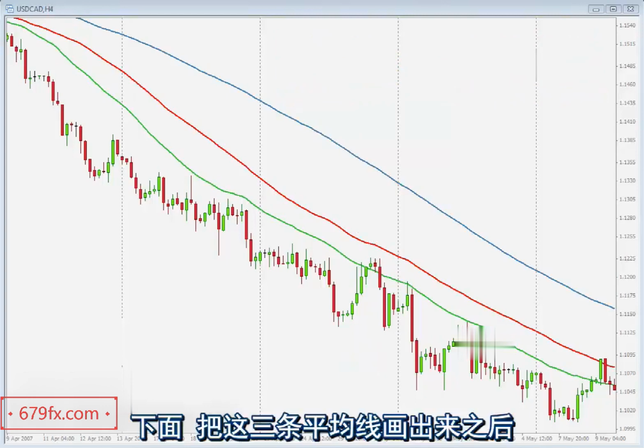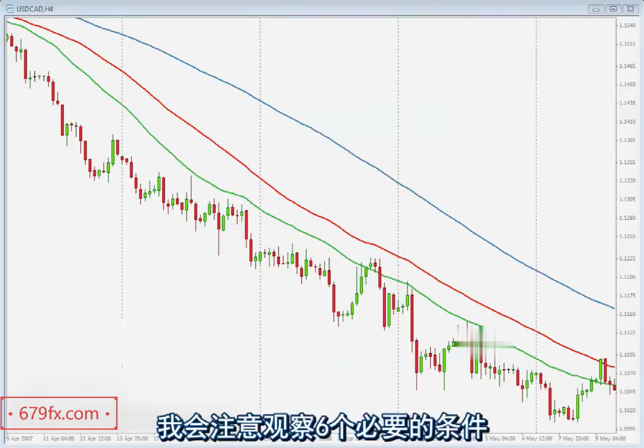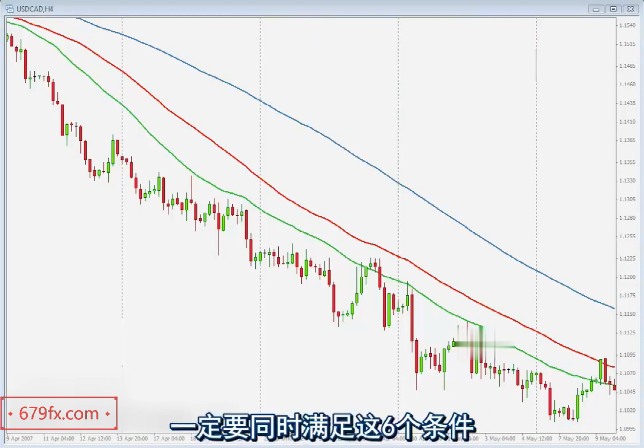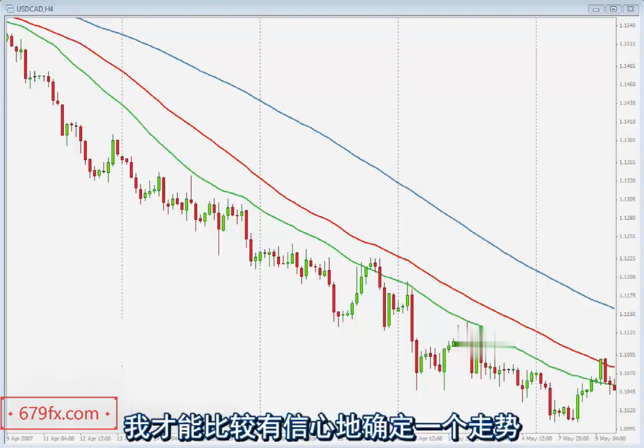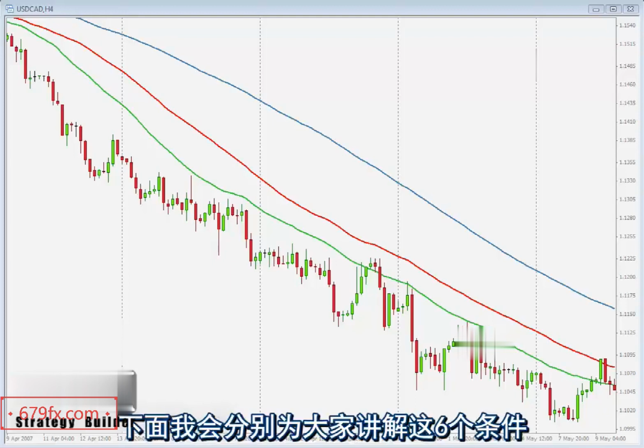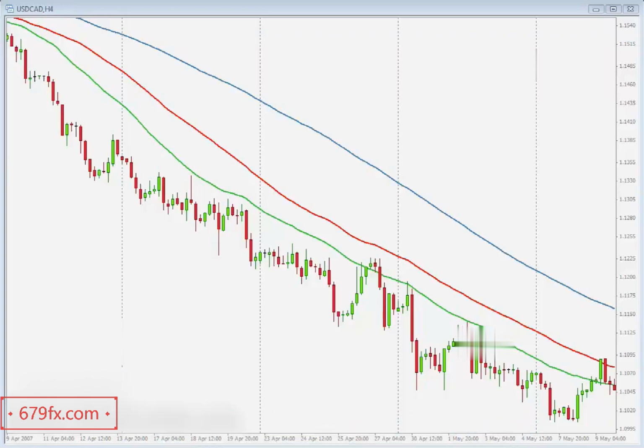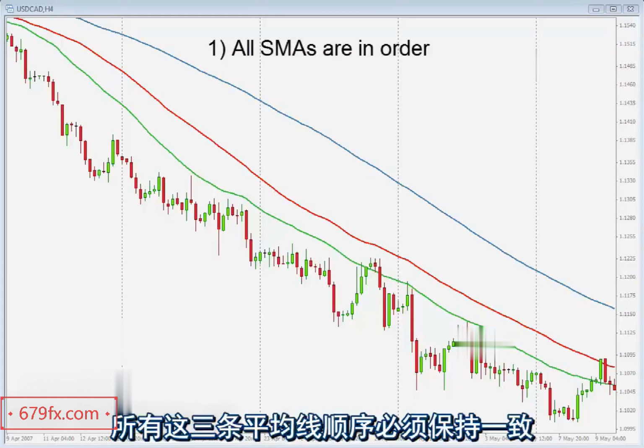Now, once I have those three moving averages plotted on my chart, I search for 6 particular conditions to apply, okay, to be in place, all of them at the same time, before I can safely label a trend as, let's say, healthy or stable. Okay, now I'm gonna be listing all those 6 conditions to you, and I'm gonna be explaining the logic behind. All right, the first condition is that all the 3 simple moving averages are in order.